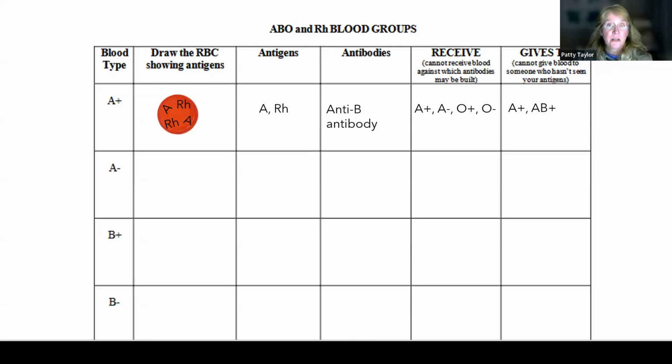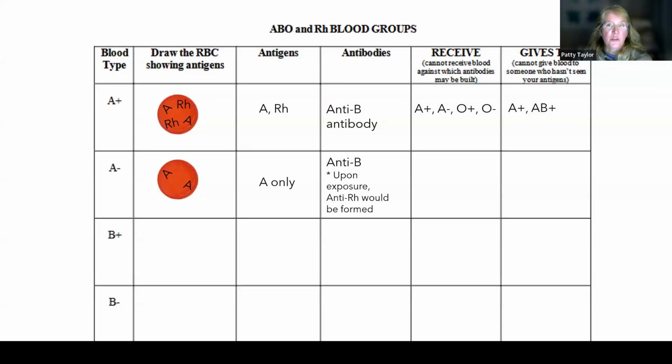You may want to pause the video and try doing A negative. If you're not quite yet comfortable, let's keep rolling. So let's talk about A negative. What it means to be negative is that you don't have the Rh factor or that antigen. It's just like if you go in for a flu test and they say, hey, great news, you don't have the flu, you're negative for the flu. You don't carry that antigen in your body. So here, if you're Rh negative, you just don't carry that Rh antigen. So the only antigen we're looking at is A.